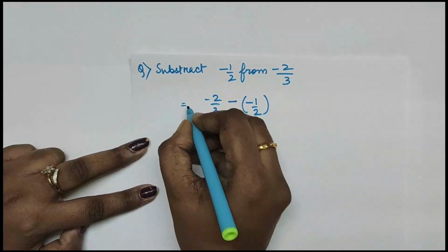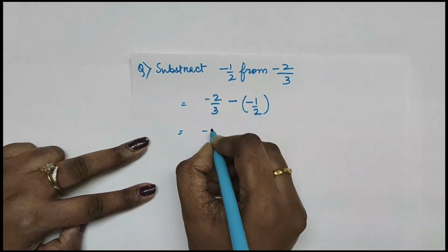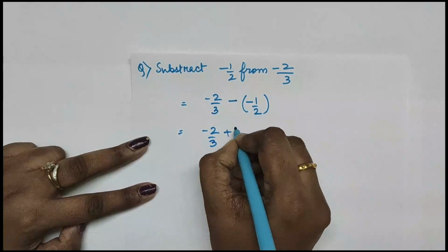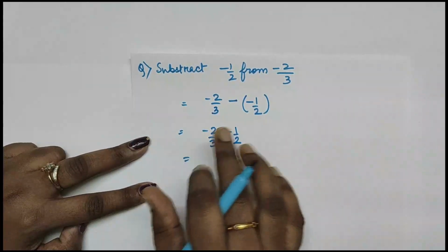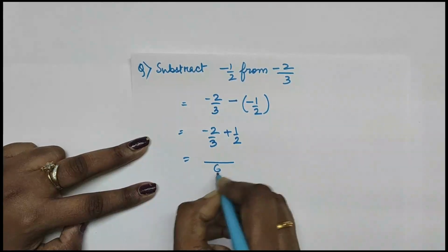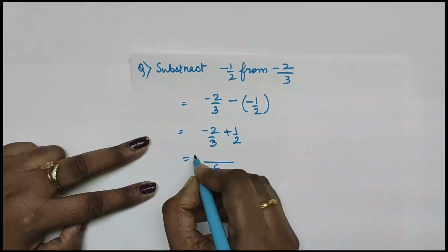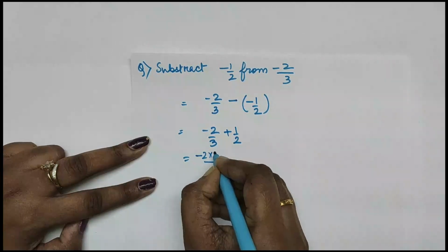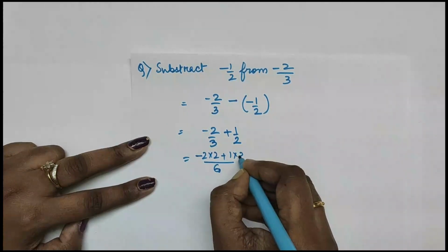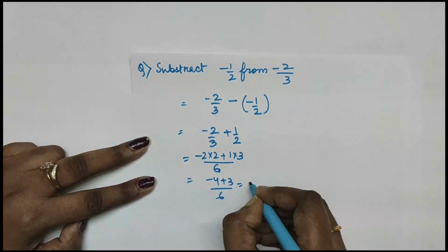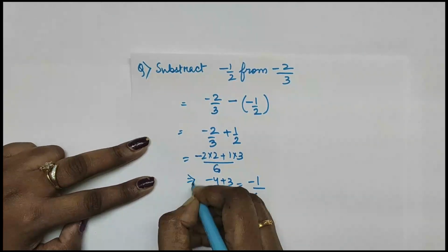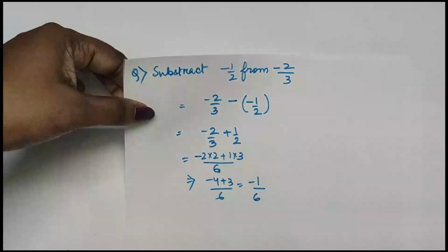As you know, minus and minus will change into positive. So I can open the bracket with a positive sign. Denominators are not the same. LCM is taken out. That is 6 here. So 3 2s are 6. So minus 2 into 2 plus 1 into 3. So minus 4 plus 3 by 6. That is minus 1 by 6 will be our answer.